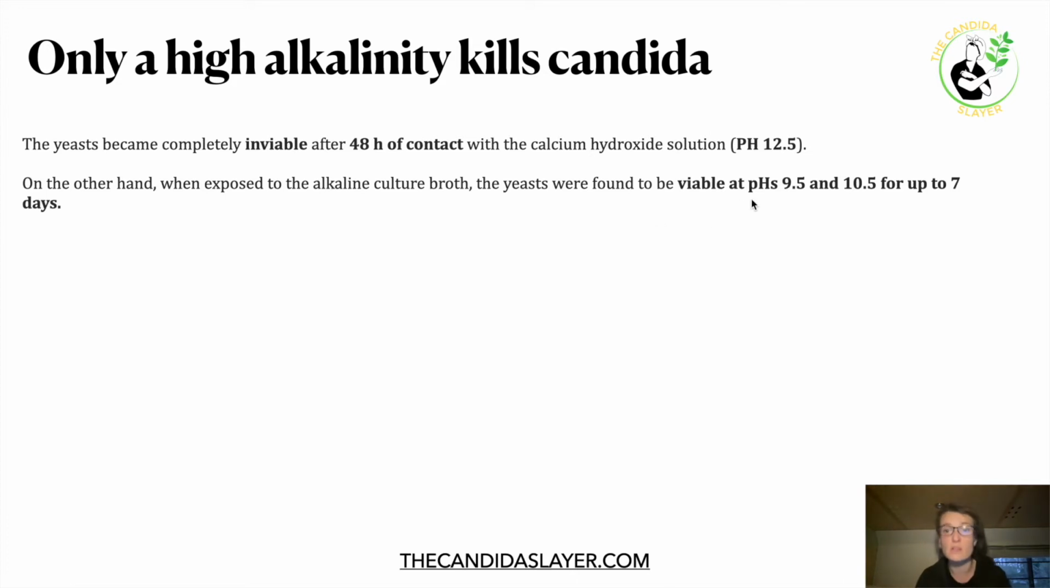This study shows that you need a pH of at least 9.5 to get rid of Candida, and it doesn't happen quickly at a pH of 9.5. It takes 7 days. So let's say that you want to alkalize your body to 9.5 to get rid of Candida. It would work, but after 7 days, it would be very slow.